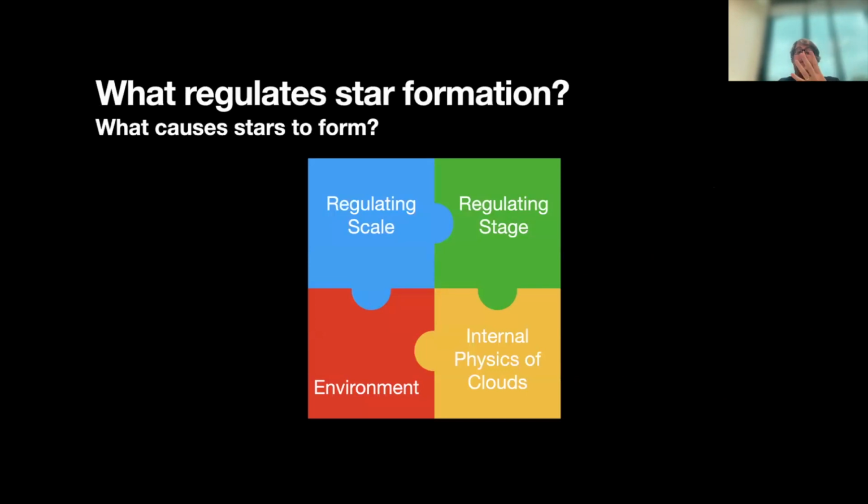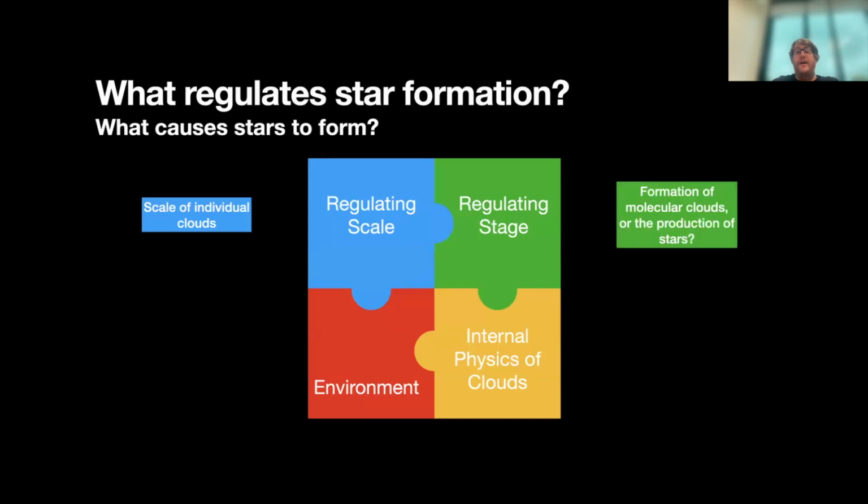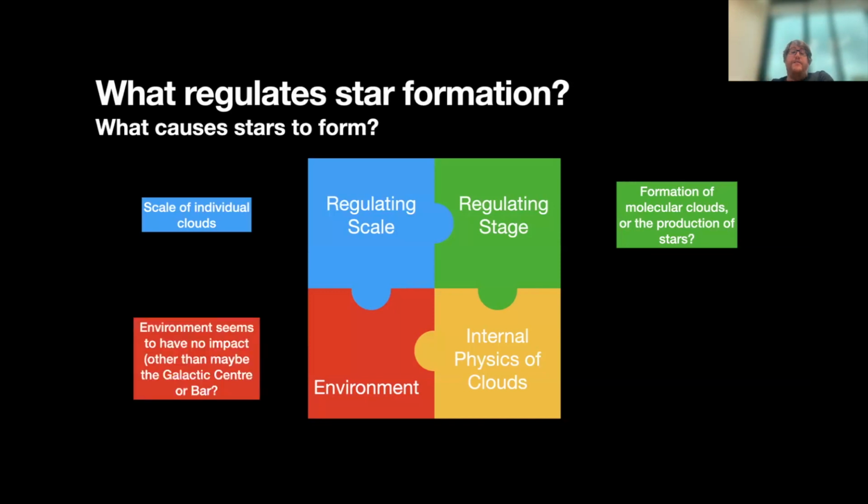What causes stars to form? What's the regulating scale, stage, the internal physics of clouds, and the environment? So the regulating scale appears to be on the scale of individual molecular clouds. And is the regulating scale on the formation of the molecular clouds or the production of stars? We don't know, but we're hinting at the formation of the molecular clouds. If I was going to put my money on something, it would be that.